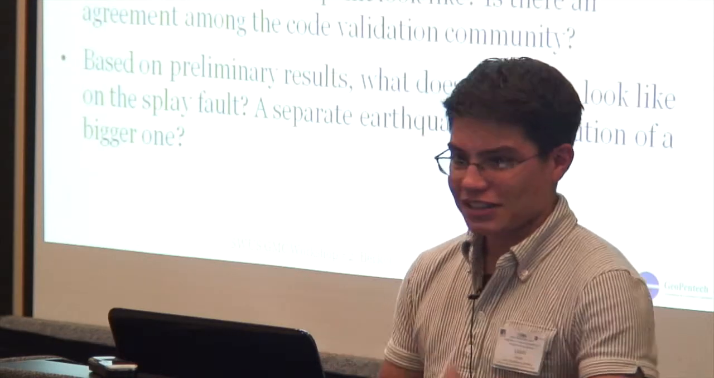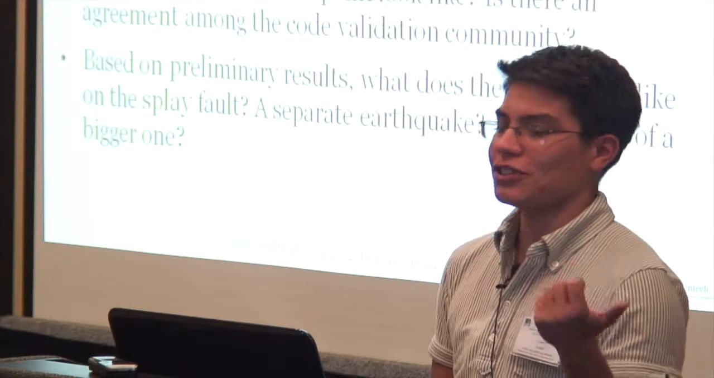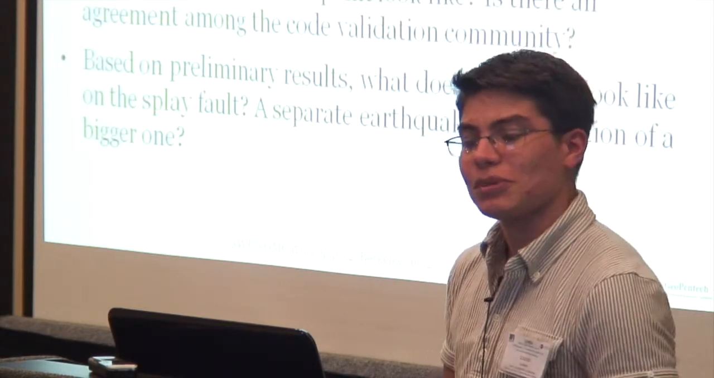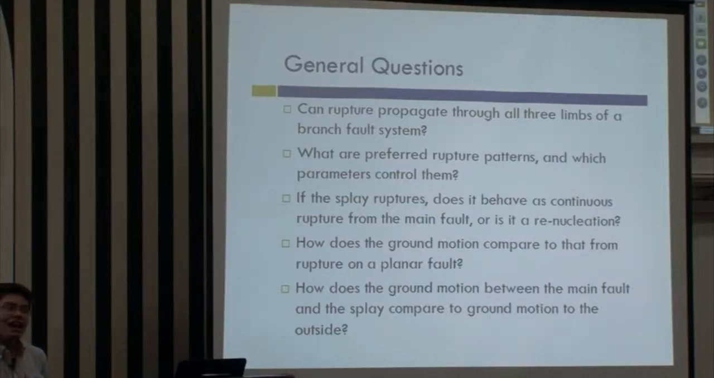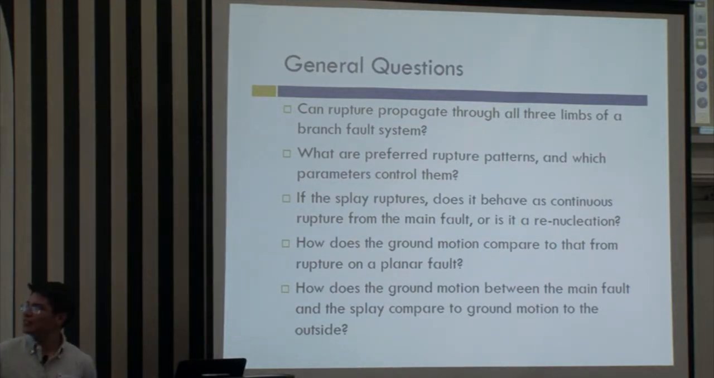And then the stuff that gets more at what this workshop is: how does the ground motion from rupture on such a system compare to that of rupture on a planar fault, both in terms of pattern of ground motion and in terms of intensity? And then how does the motion between the main fault and the splay compare to the motion on the outside? And that particular question is especially applicable to the Diablo Canyon case. So in this talk I'm mostly going to be focusing on the ones that are about the dynamics, because at this point, I don't have any ground motions yet.